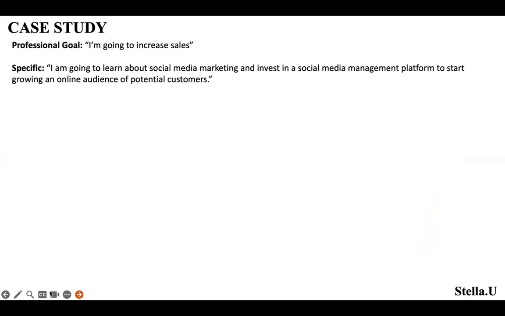So a professional is saying, I want to increase sales. I want to increase sales in my environment. And the analogy I want to use here is the SMART principle. SMART means specific, measurable, achievable, realistic, and time bound. Because there's no way we talk about goal setting and not mention the SMART acronym.